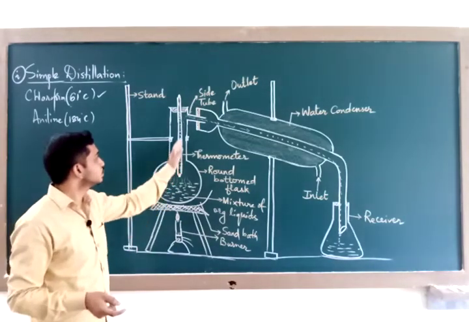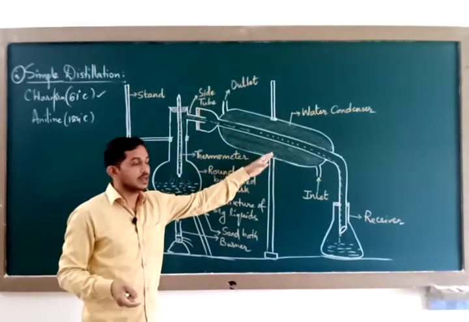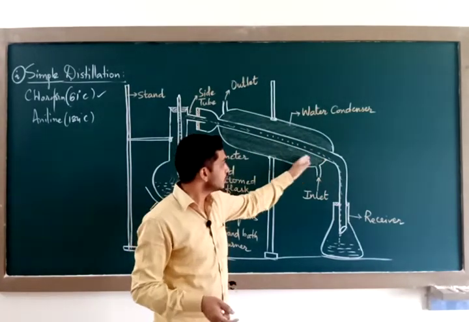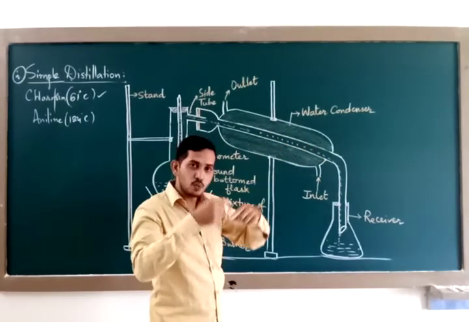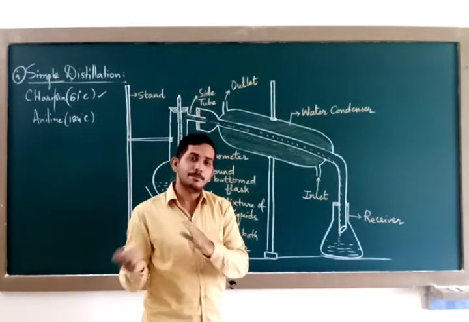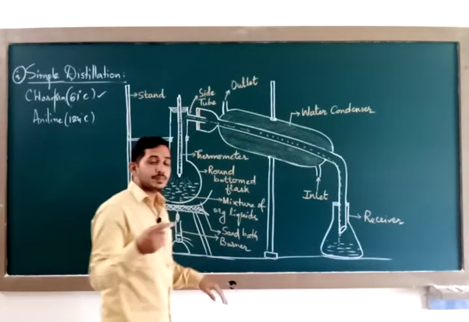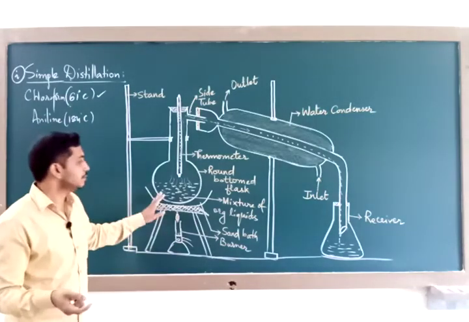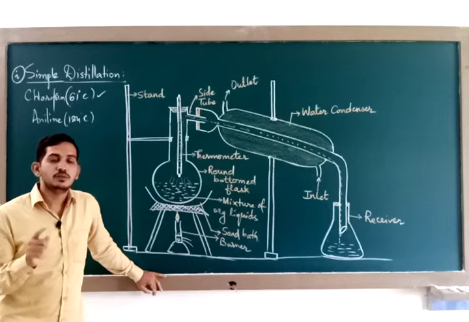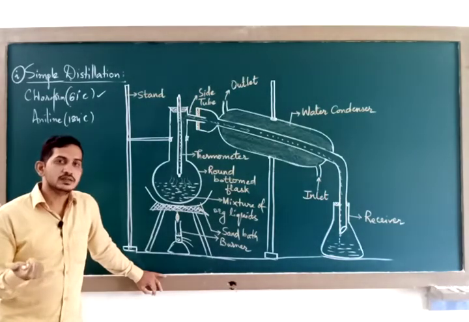The vapors pass through the narrow side tube and then into the water condenser. When the liquid vapors enter inside the water condenser, due to continuous flow of cold water around it, the liquid vapors will condense back into liquid and the same is collected into the receiver. What happens to the other liquid with higher boiling point? It remains in the round bottomed flask. In this way, a mixture of two liquids can be separated.